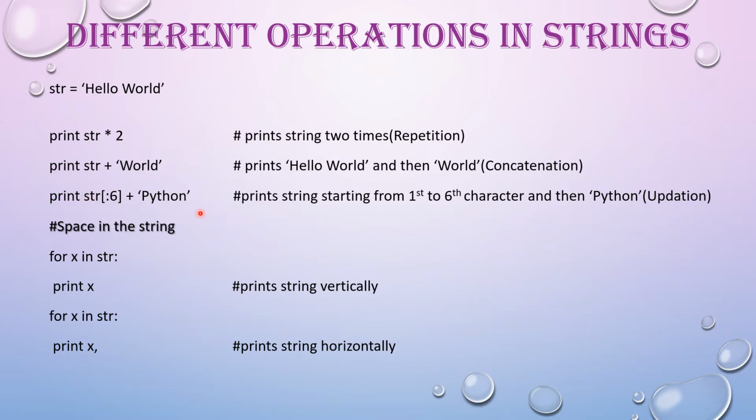Now comes space in the string. This is also known as iteration. So if we want to print this hello world like H space E space L space L, what do we do? We use this iteration method. For this we use for x in str: print x. This prints the string vertically, means it will print H E L L O like this vertically. And if we put a comma after x, then it will print the string horizontally, but the difference will be that there will be a space between each character.